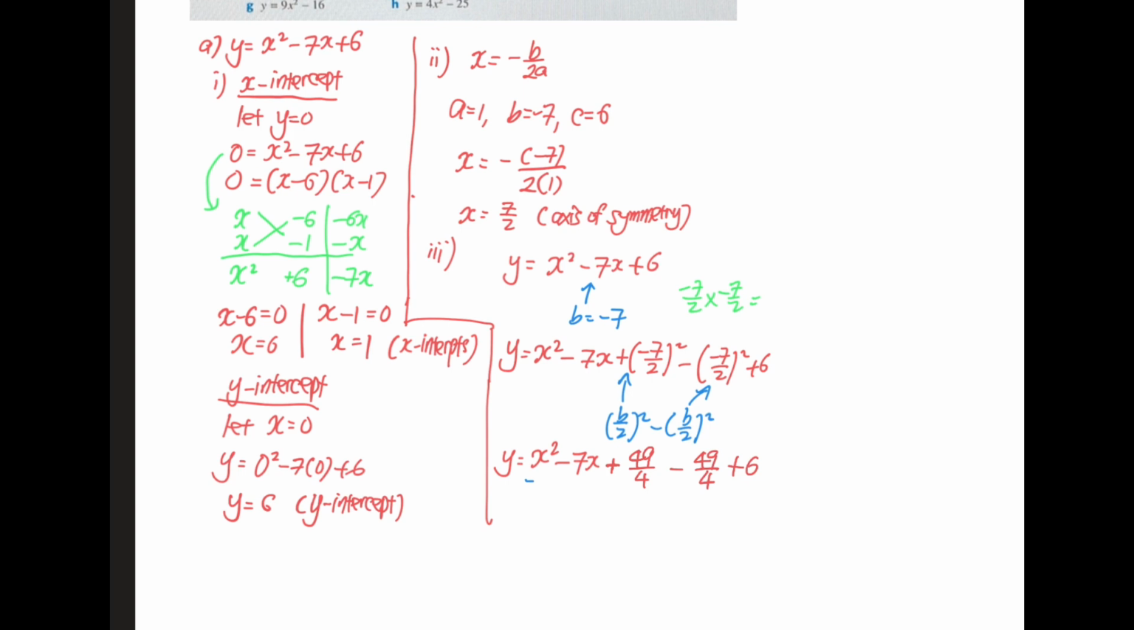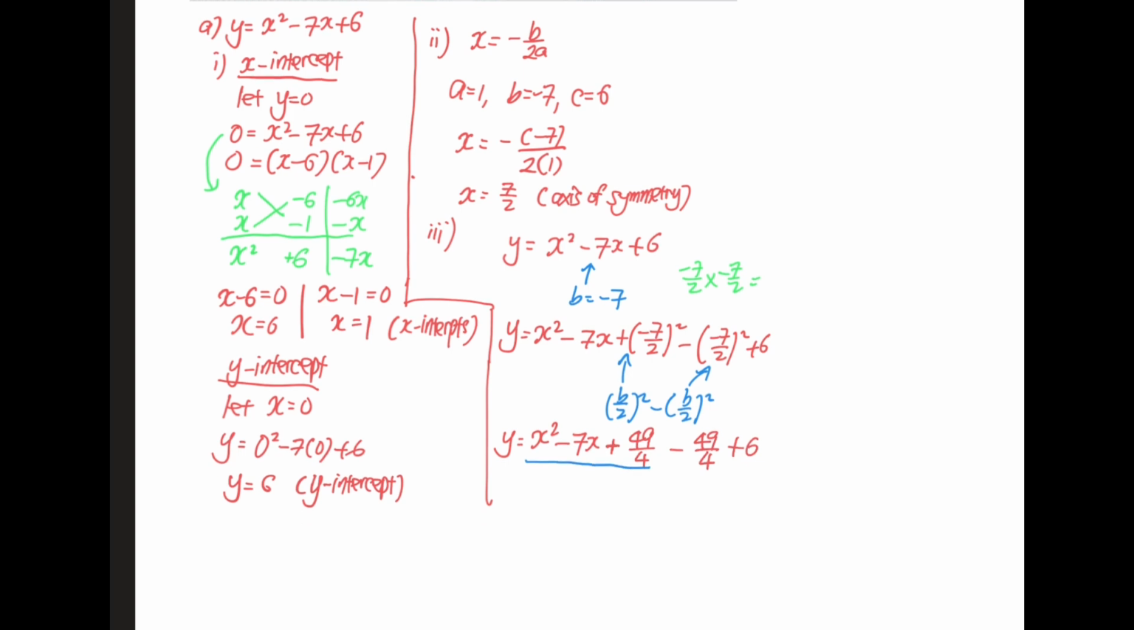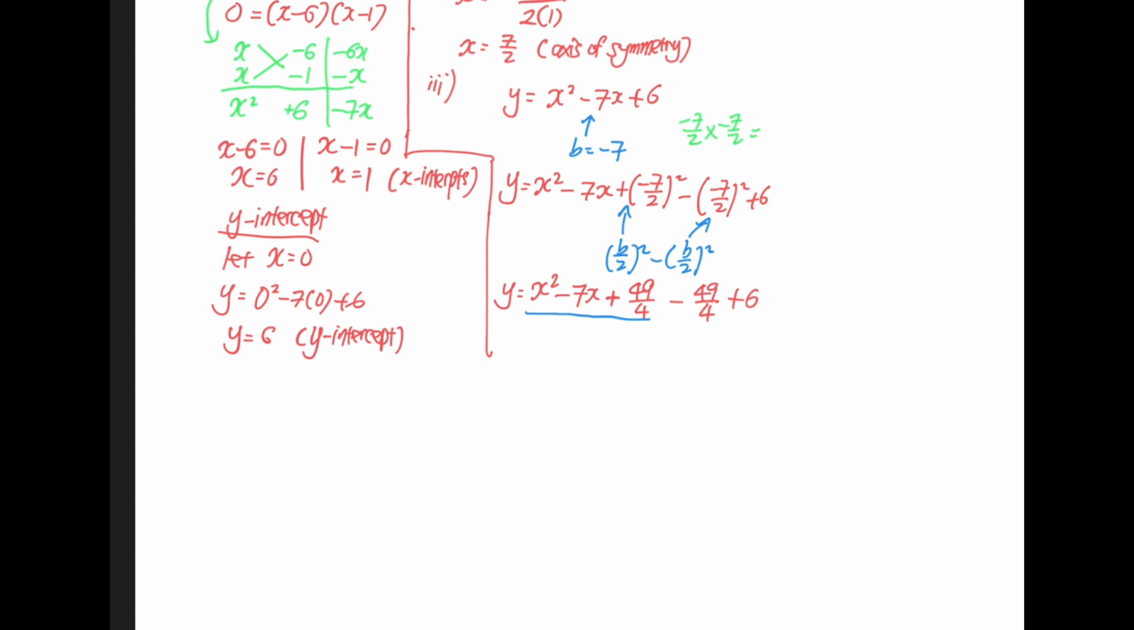The first three terms are going to be a perfect square, where if you factorize, you will get two same factors. So let's see. x times x, you get x squared.